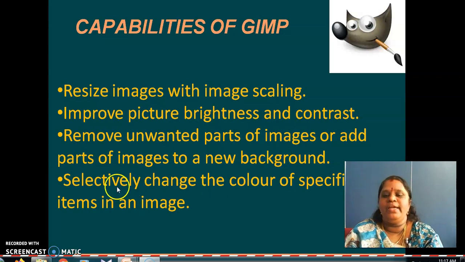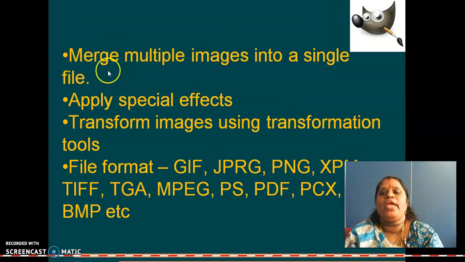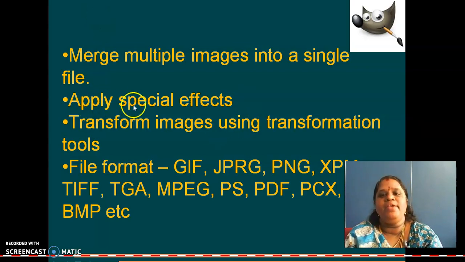The fourth capability is it can selectively change the color of specific items in an image. So specifically, I don't want this color dress, I want to change the color of the dress alone. You can do it very well in this GIMP software. The next one is you can merge multiple images into a single file. We are going to see this in the upcoming sessions. The next one is apply special effects.